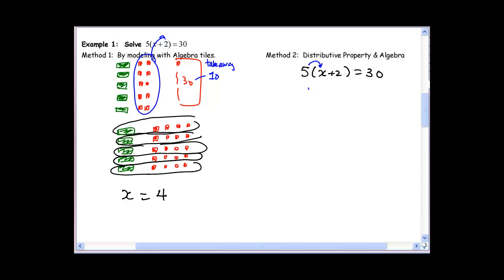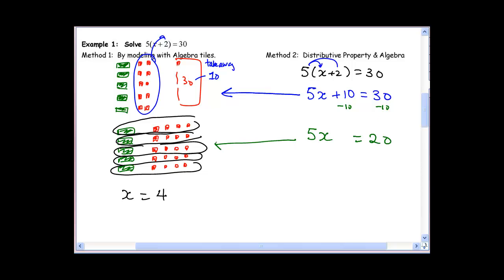Distribute the 5, so you get 5x, 5 times 2, that's 10, and this equals 30. Can you see how that matches this picture here? 5x's, 10, 30. Well, then what do we do next? We take away 10, and that's what I was saying there. And when you take away 10, you got 5x, and then 30 minus 10 is 20. And you see how that matches this picture here? Now, how do we show the grouping?